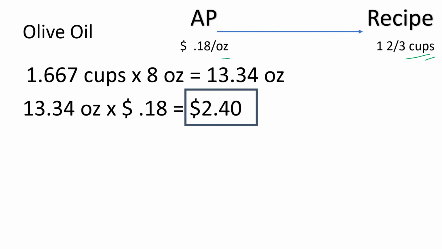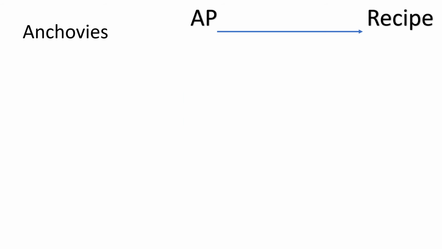So now, because our units are the same, we've gone from cups to ounces. Now we can do 13.34 ounces times our 18 cents gives us $2.40 for our olive oil. Okay? We're about halfway done. Anchovies.